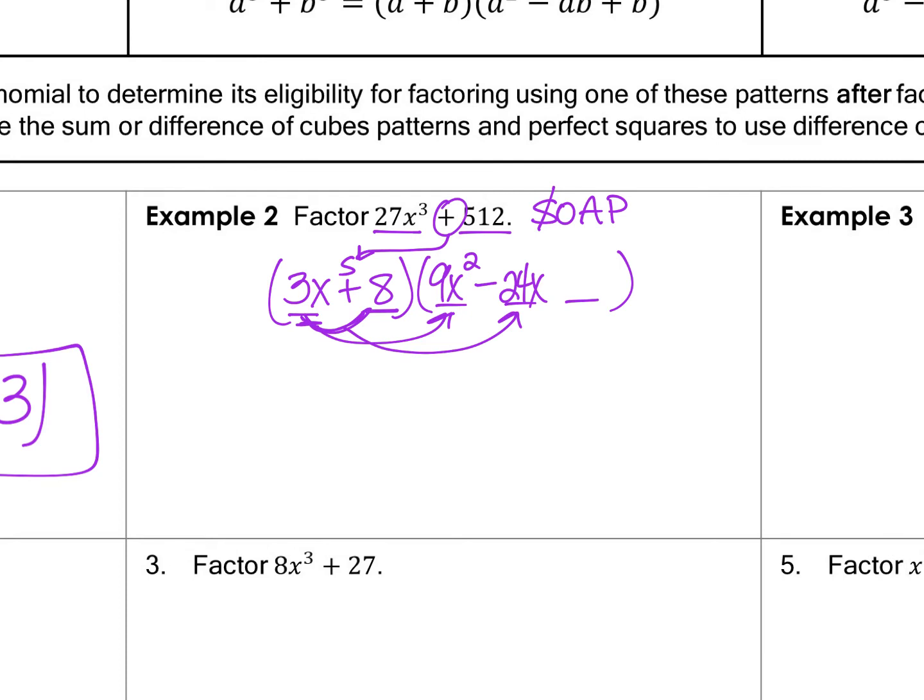To get the last term, I'm squaring that last number. So 8 times 8 is 64. And the last one is always positive because you're having to square. Now, the great thing about cubes is once you factor cubes, you will not be able to factor anymore. You're welcome to check it, but whenever you are factoring cubes, that's as far as you can go.